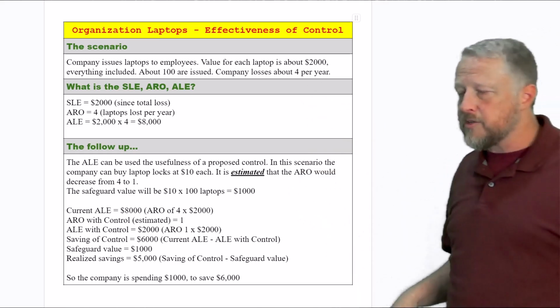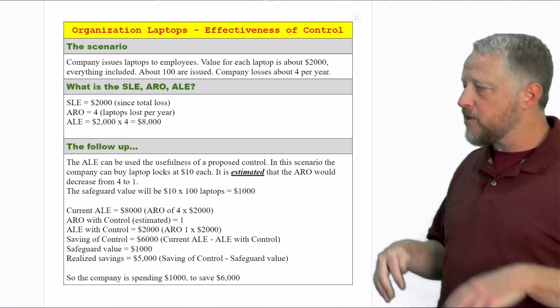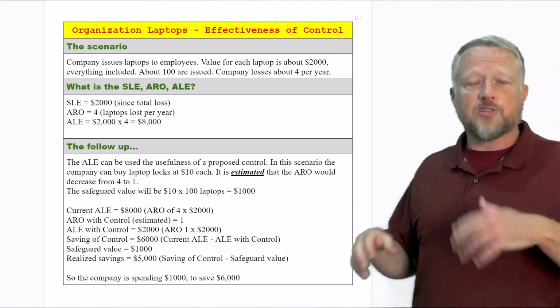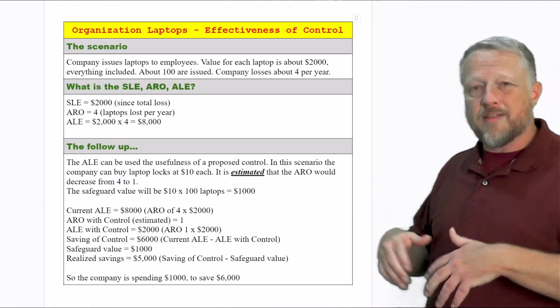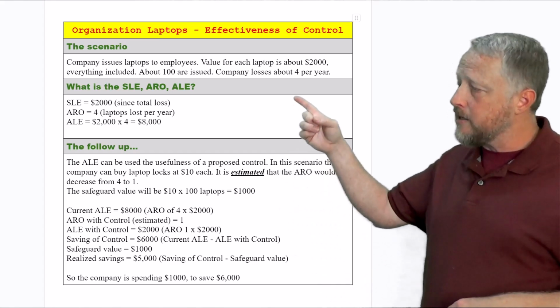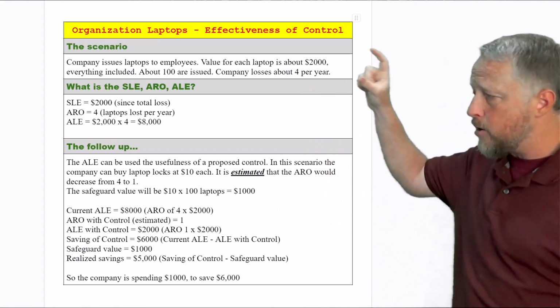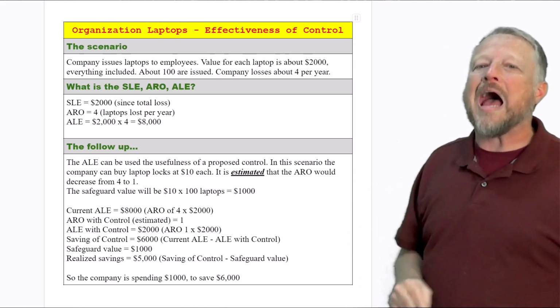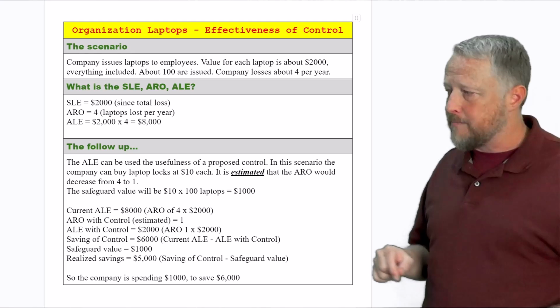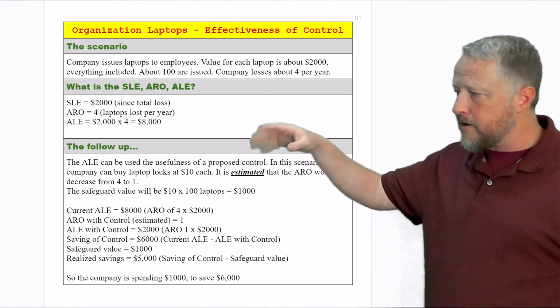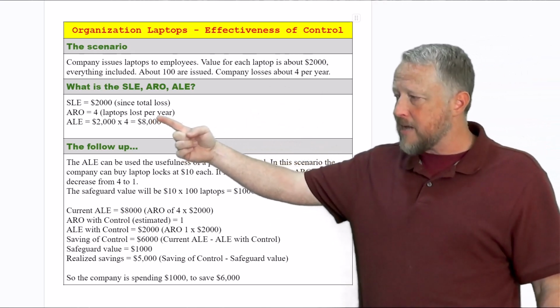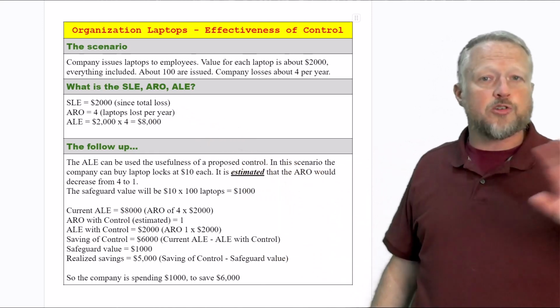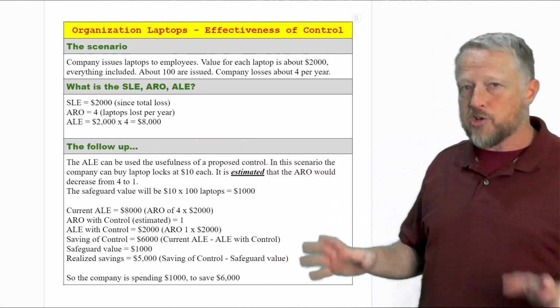So the scenario is the company uses laptops for employees, each of them worth about $2,000, and they send about 100 of them out to their employees, and they lose about 4 per year. And by the way, notice, this is history within the organization that's already happened. We should be able to get details like that. So what's the SLE? It's $2,000 since it's going to be a total loss and there's no insurance on it. So each laptop is $2,000.